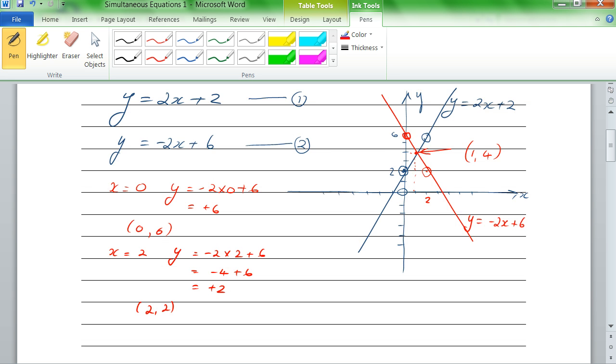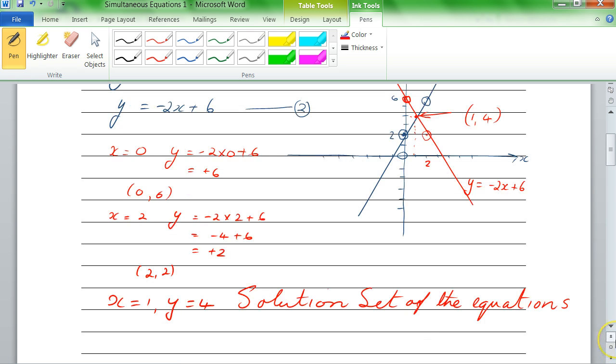What we've shown here is if we have two linear equations, in this case y equals 2x plus 2 and y equals negative 2x plus 6, they both can be represented by straight lines on a graph grid, and they must intersect somewhere. In this case, they intersect at the point 1, 4. Now this set of values, x equal to 1 and y equal to 4, is called the solution set of that pair of equations. Why it's called the solution set is that it's a set of numbers which make both equations true.